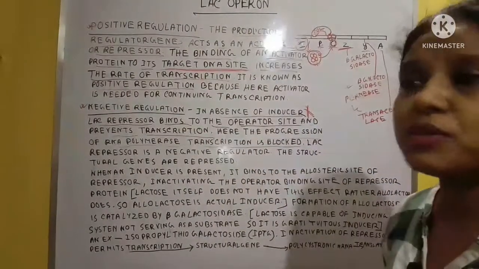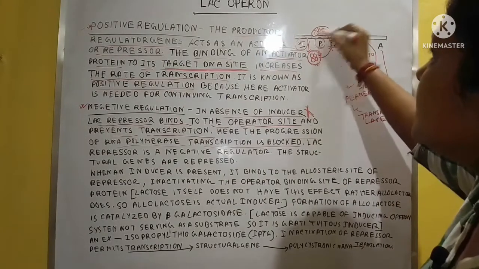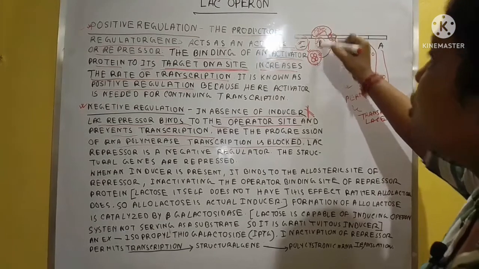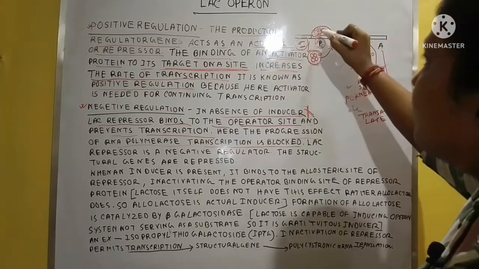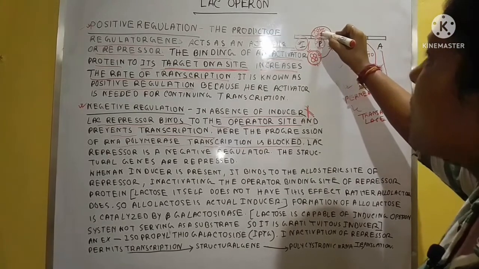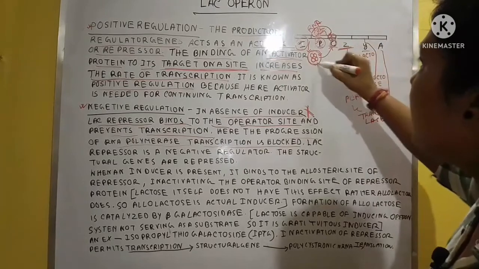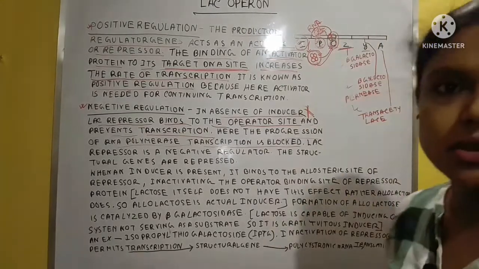Why is the transcription process blocked? Because the RNA polymerase binds to the promoter site, and it generally helps in the transcription. So the blocking of the RNA polymerase occurs due to the binding of the regulator protein to the operator site. I think you can understand.